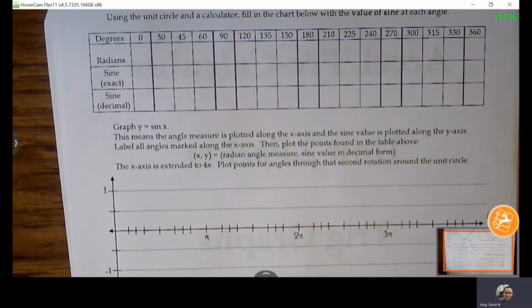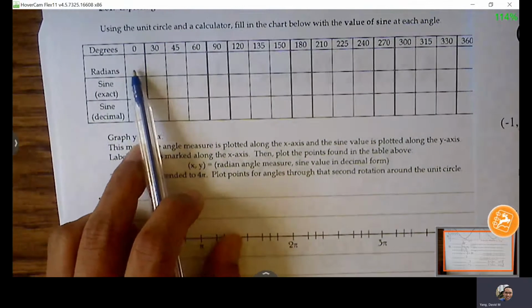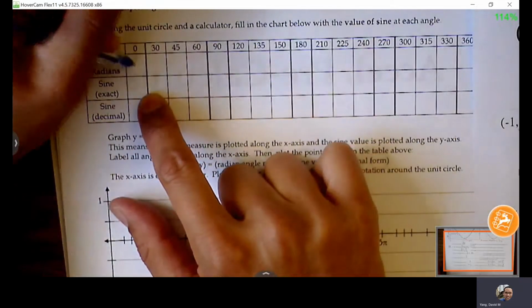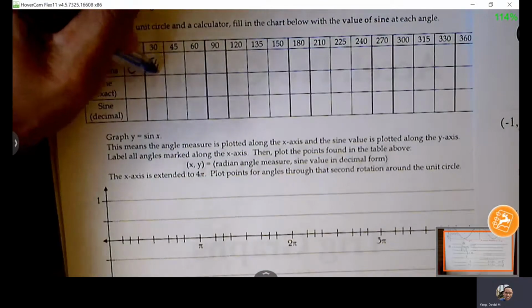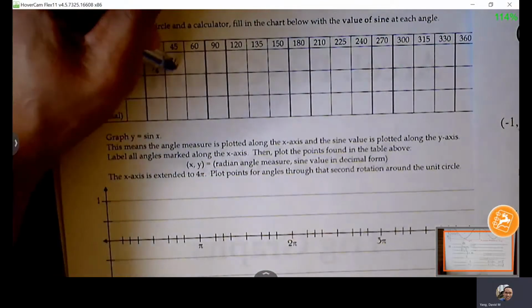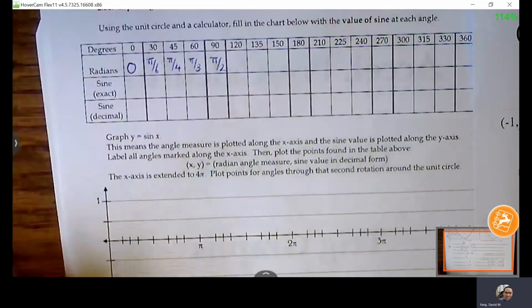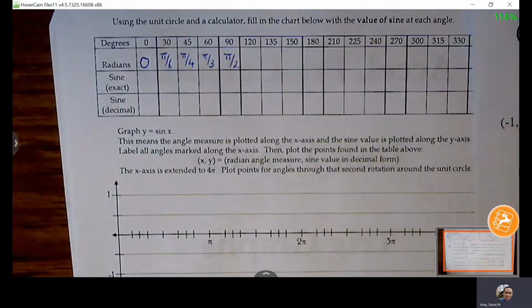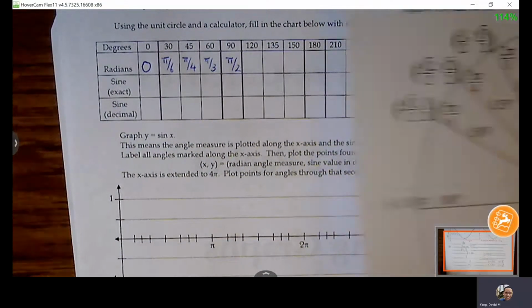started with. So first, we're going to identify the appropriate radian measures for each of the corresponding degrees. So we know 0 degrees matches with 0 radians. 30 degrees is pi over 6, pi over 4, pi over 3. Okay, so I'm going to do this first part with you, and then you will extend using the pattern that we're going to see here.